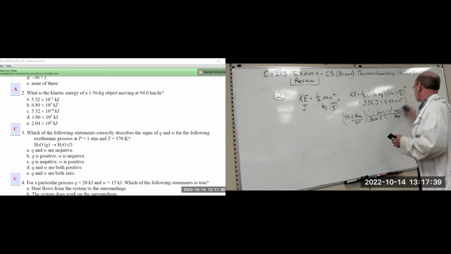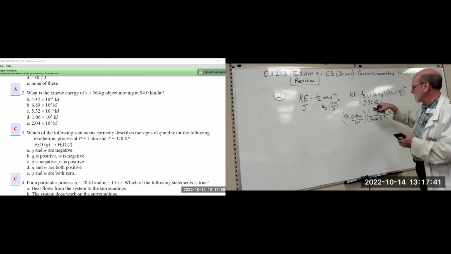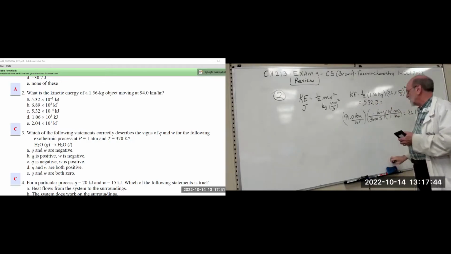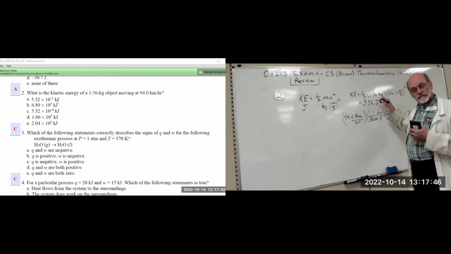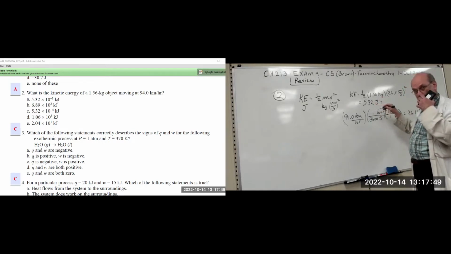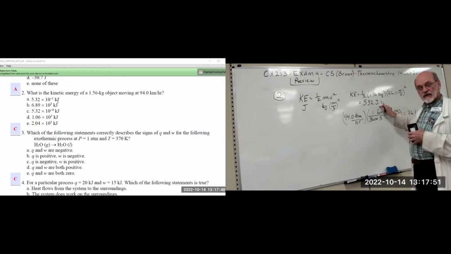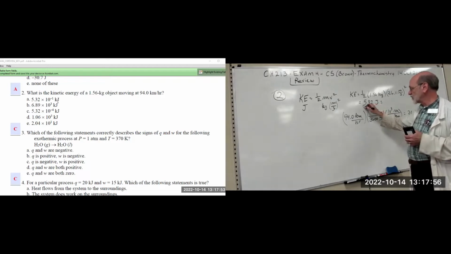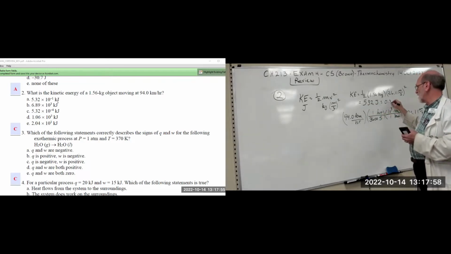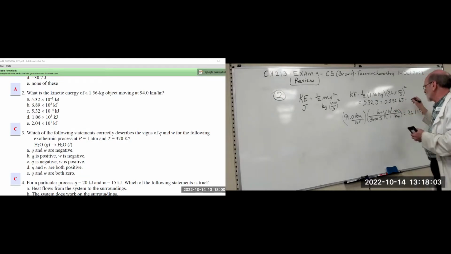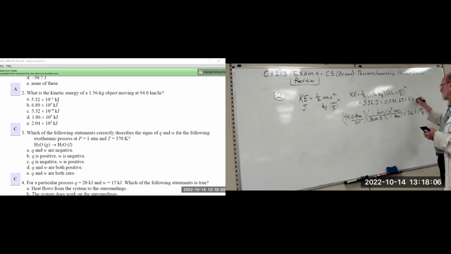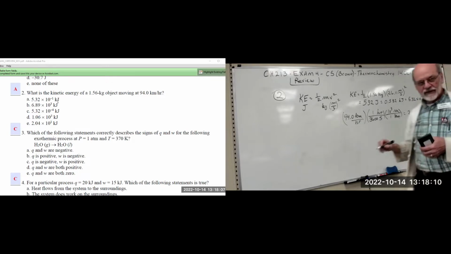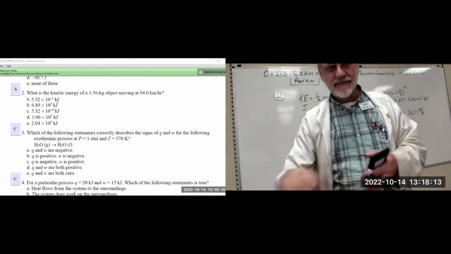Let's go back. If that's the joules, for kilojoules, we move the decimal to the left, right? Because as the unit gets bigger, the number gets smaller, so it has to go to the left. 1, 2, 3. So that's 0.532 kilojoules. Now in scientific notation, it's 5.32 times 10 to the minus 1 kilojoules. And that makes the answer A.